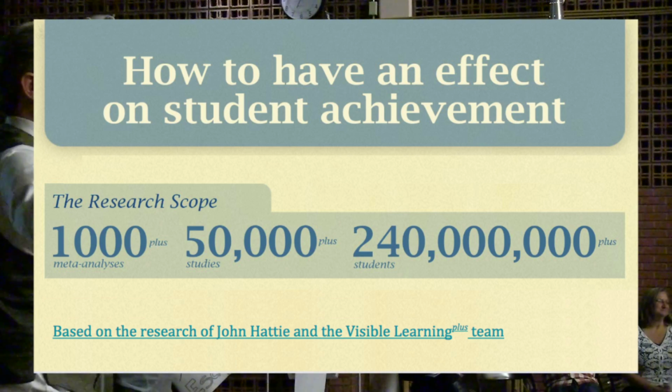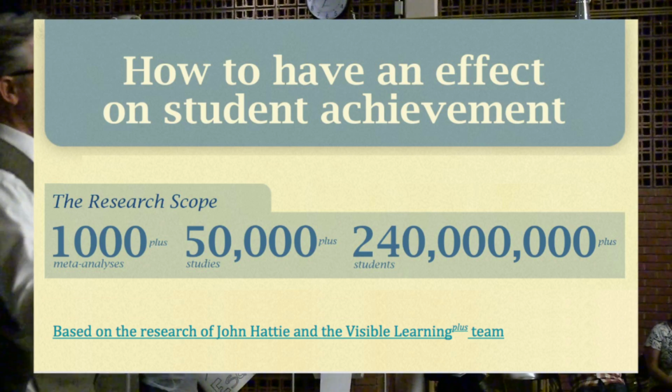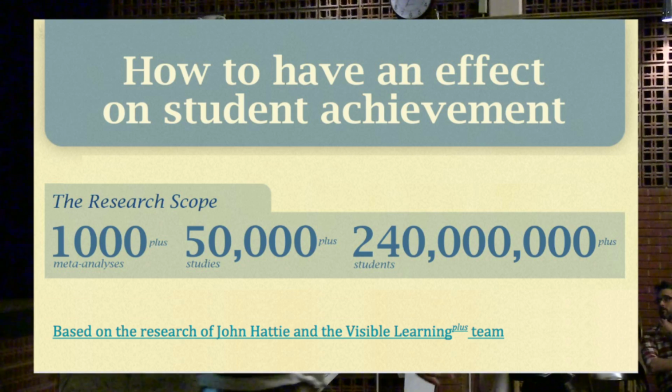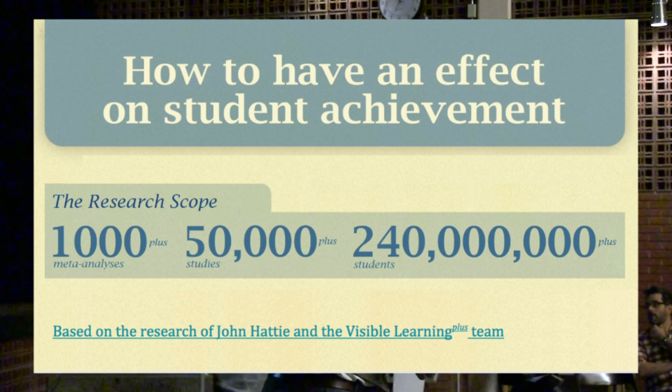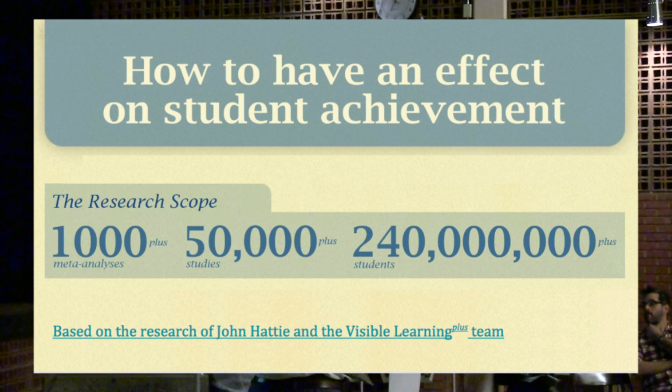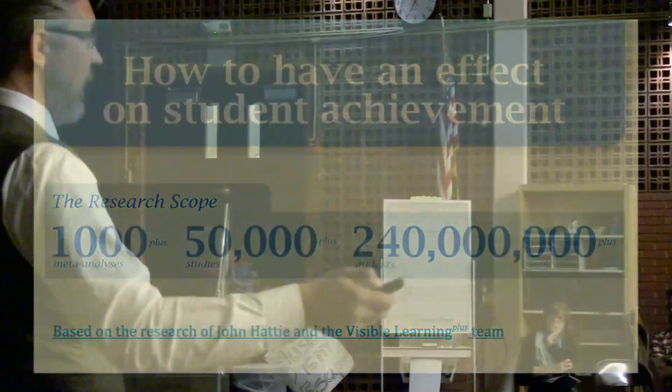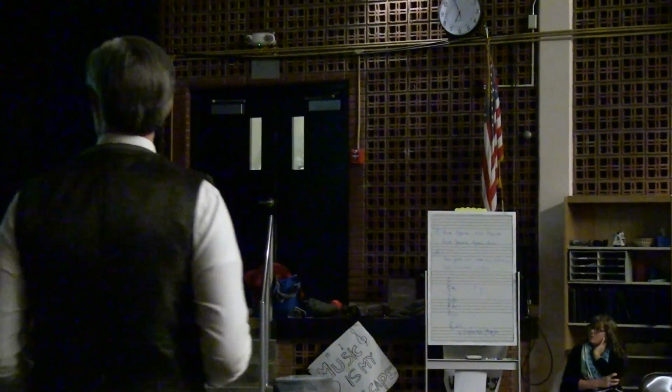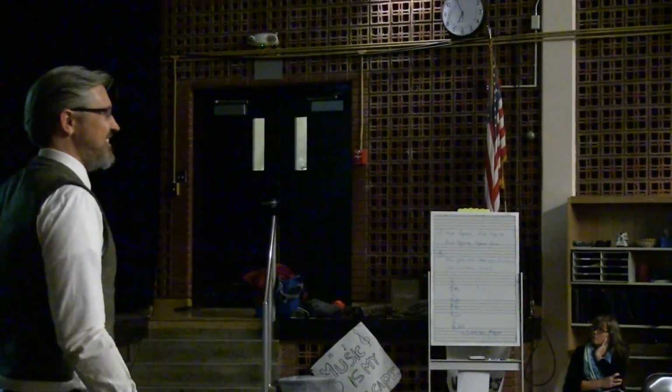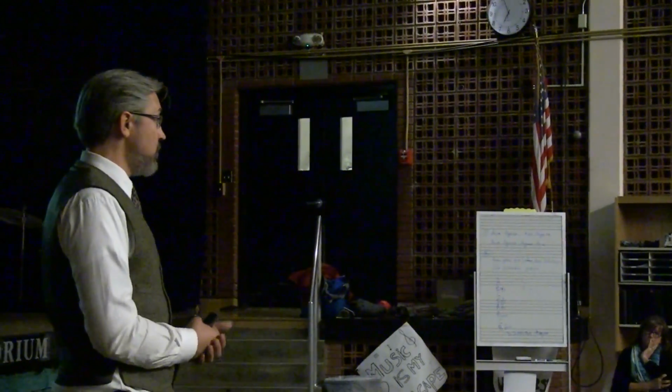So anyway, we have these huge studies. He looked at 1,000 meta-studies, 50,000 studies, over 240 million students to figure out what works and what doesn't work. I just want to share little bits about that quickly in the brief time: so what does work? What leads to achievement? Part of this is all about effect size. In other words, what has an effect and more or less what has no effect.